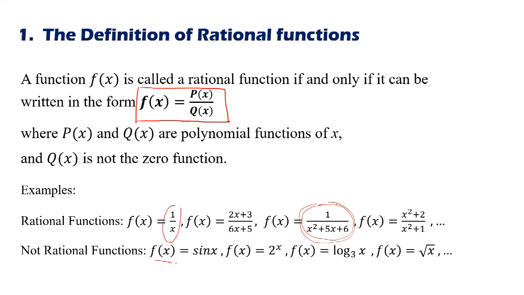And these functions here are not rational functions. So first of all, sine x, this is a trigonometric function, right? 2 to the power of x, this is called an exponential function. It's not a rational function. Log 3x, this is called a logarithmic function. Also, it's not a rational function. f(x) equals square root of x. Again, according to the definition, this is not a rational function.